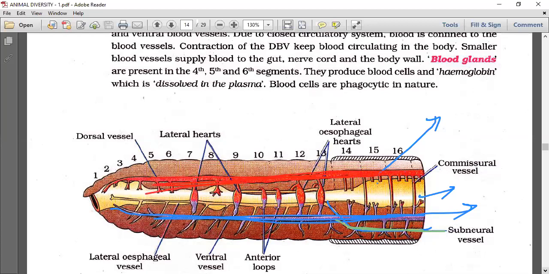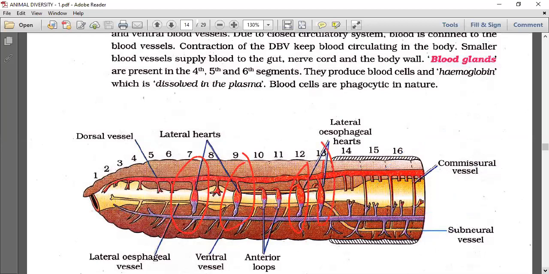Then hearts. These are the hearts: lateral hearts and lateral esophageal hearts. Segments 7, 9, 12, 13. Lateral hearts are present. I think we need to use another color. Shall we use black? Segments 7, 9, 12, 13 connect the dorsal and ventral blood vessels. Particularly 12 and 13 also connect the supraesophageal blood vessel. Have you seen the supraesophageal? Here it is, the supraesophageal blood vessel also. That's why they are also called lateral esophageal hearts. 7 and 9 are called lateral hearts.